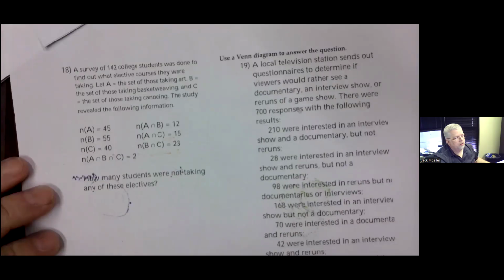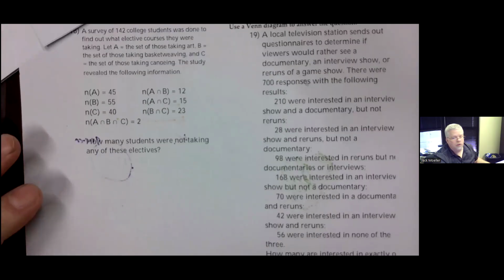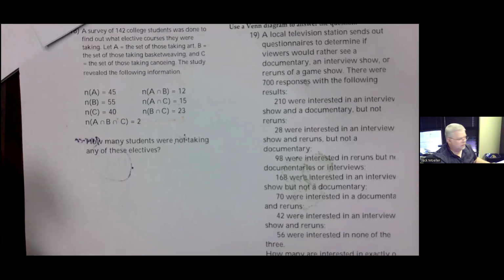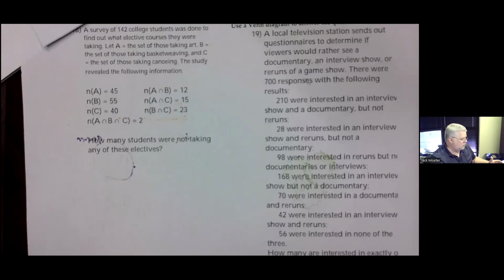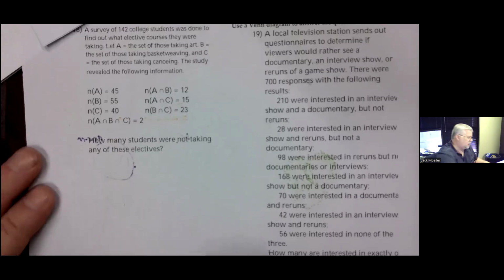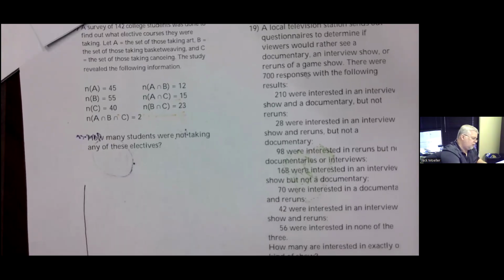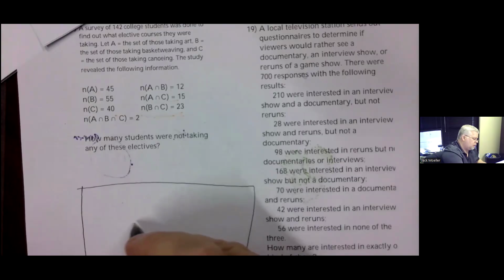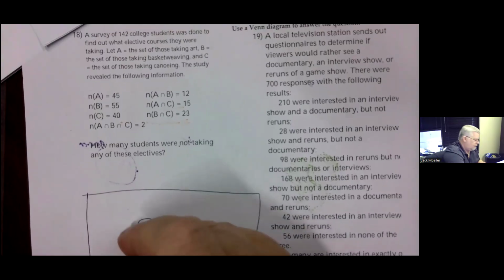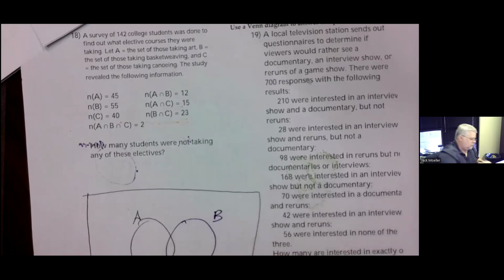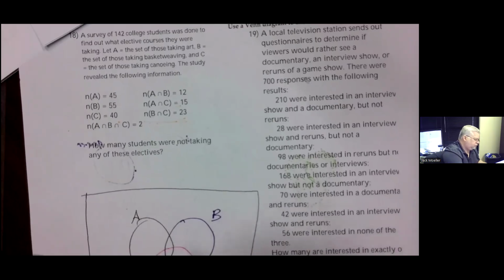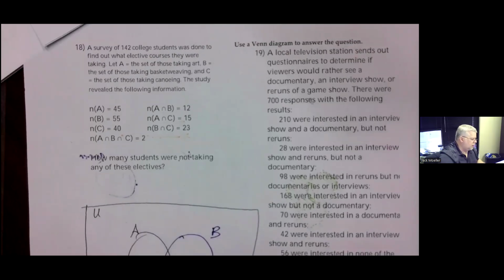So when you're in math lab, and these are more towards the end, the second half of the 2.5 homework, sometimes they'll ask one question, sometimes they'll ask multiple questions. But before you can answer those questions, you need a Venn diagram. We definitely have a three-set Venn diagram, because we now have A, B, and C. So there's our art circle, there's our basket weaving circle, and here is our canoeing circle. Then our universe is everybody that responded.